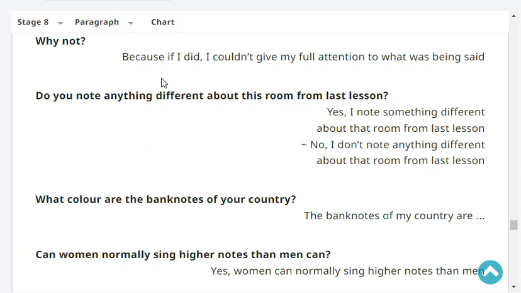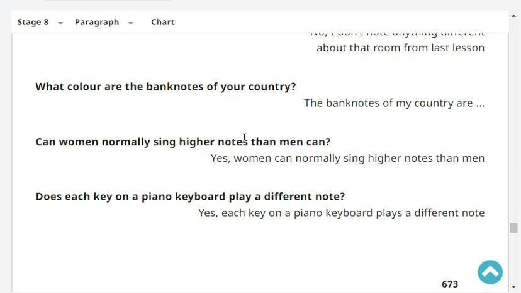Can women normally sing higher notes than men? Yes, women can normally sing higher notes than men. Does each key on a piano keyboard play a different note?